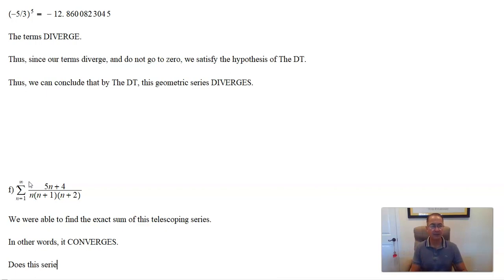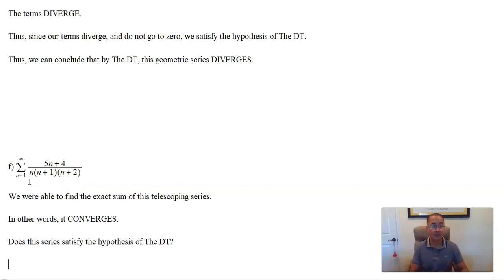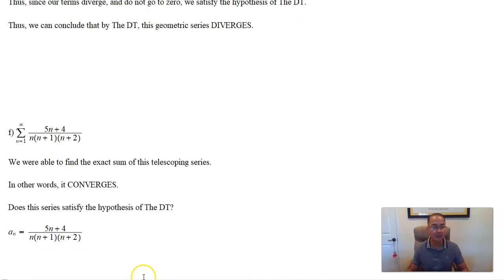Does the series satisfy the hypothesis of the divergence test? Our terms, a sub n, are this: (5n + 4) over (n + 1)(n + 2). Simple, linear. But in the denominator, we have an n cubed, which is worse than n squared.